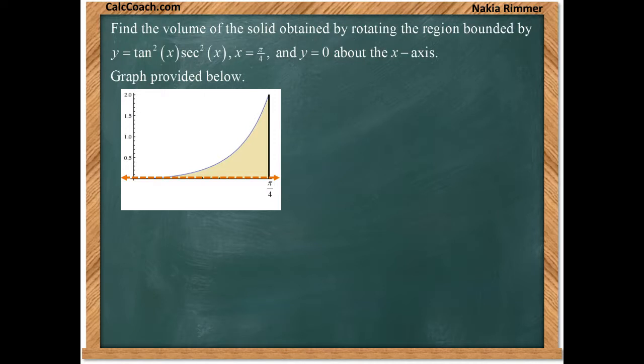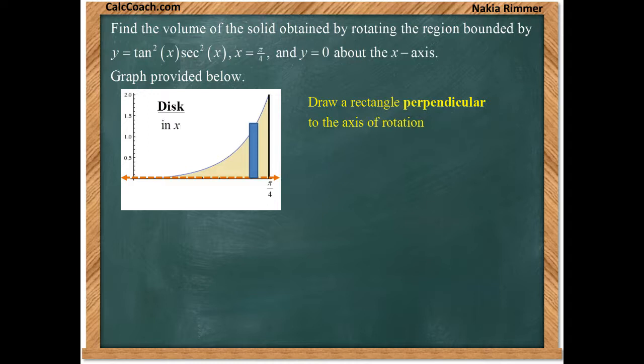So we recognize that the region is flush up against the axis. So let's go ahead and draw a rectangle that's perpendicular to the axis of rotation. And since we see that there's going to be no gap between the region and the axis, we'll go for the disk method. And it's going to be dx because the rectangle is upright and it'll be moved from left to right.